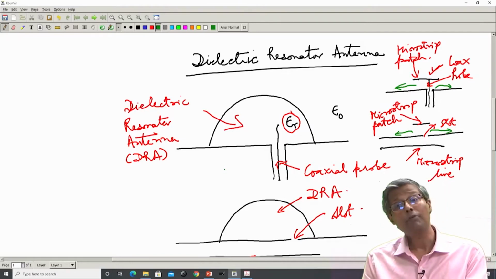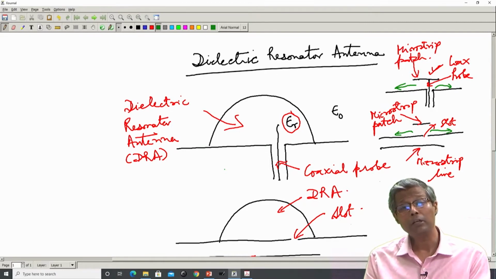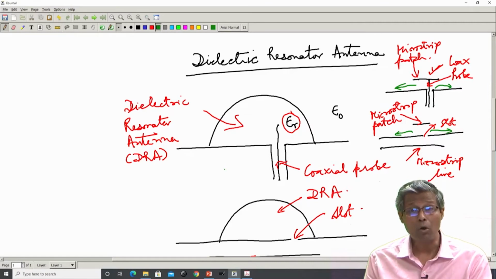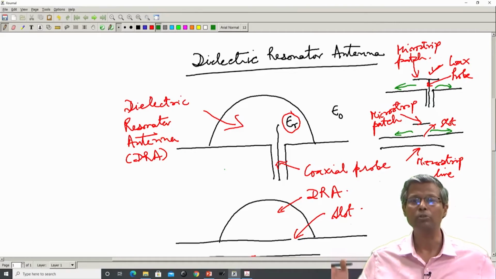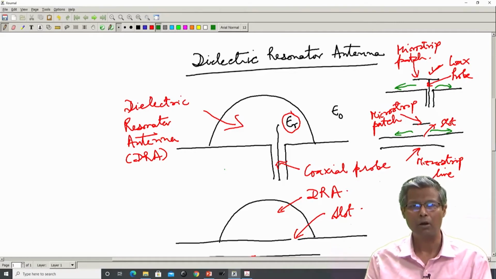One more important advantage of the DRA in comparison to the microstrip patch is that the radiation characteristics of the DRA over the entire bandwidth can be made absolutely uniform. So, this is a very remarkable advantage of the DRA.